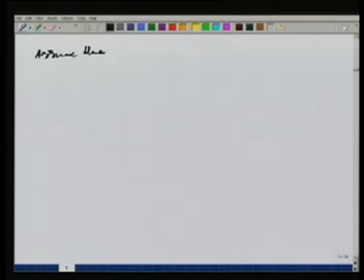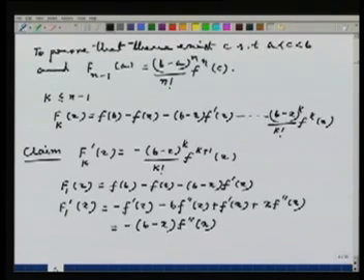Now what I am going to do is I will just assume this result and try to prove it for k plus 1. So assume that the claim is true for k. Let us see the formula for F_k(x). It is (b minus x) to the power same power k, then factorial k, then the derivative has one power extra, that is k plus 1. So when we write down F_(k+1)(x), it should go up to k plus 2.